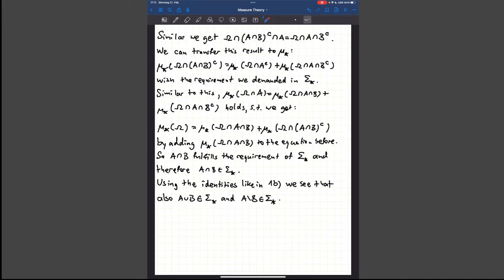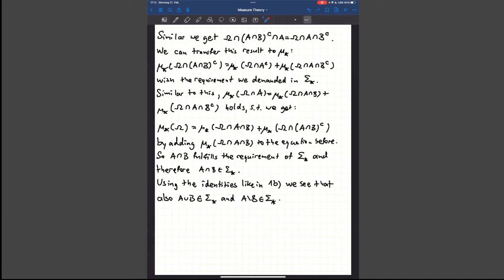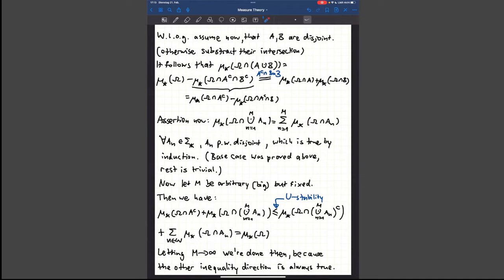Using those identities, like in 1b, I mean, this and this. We see that also the union is in it, and difference also. Now we can assume, without loss of generality, that A and B are disjoint. Otherwise, we will subtract just the intersection, and we are in this case again.